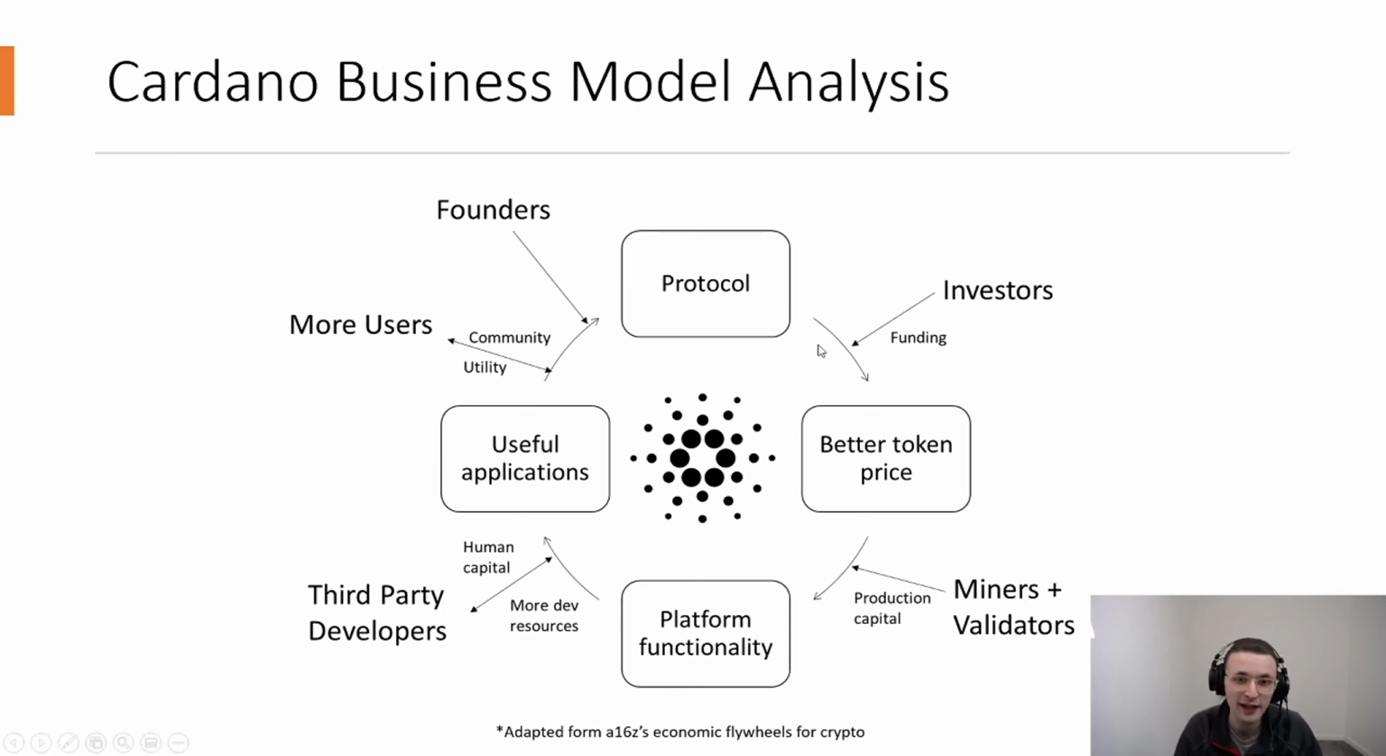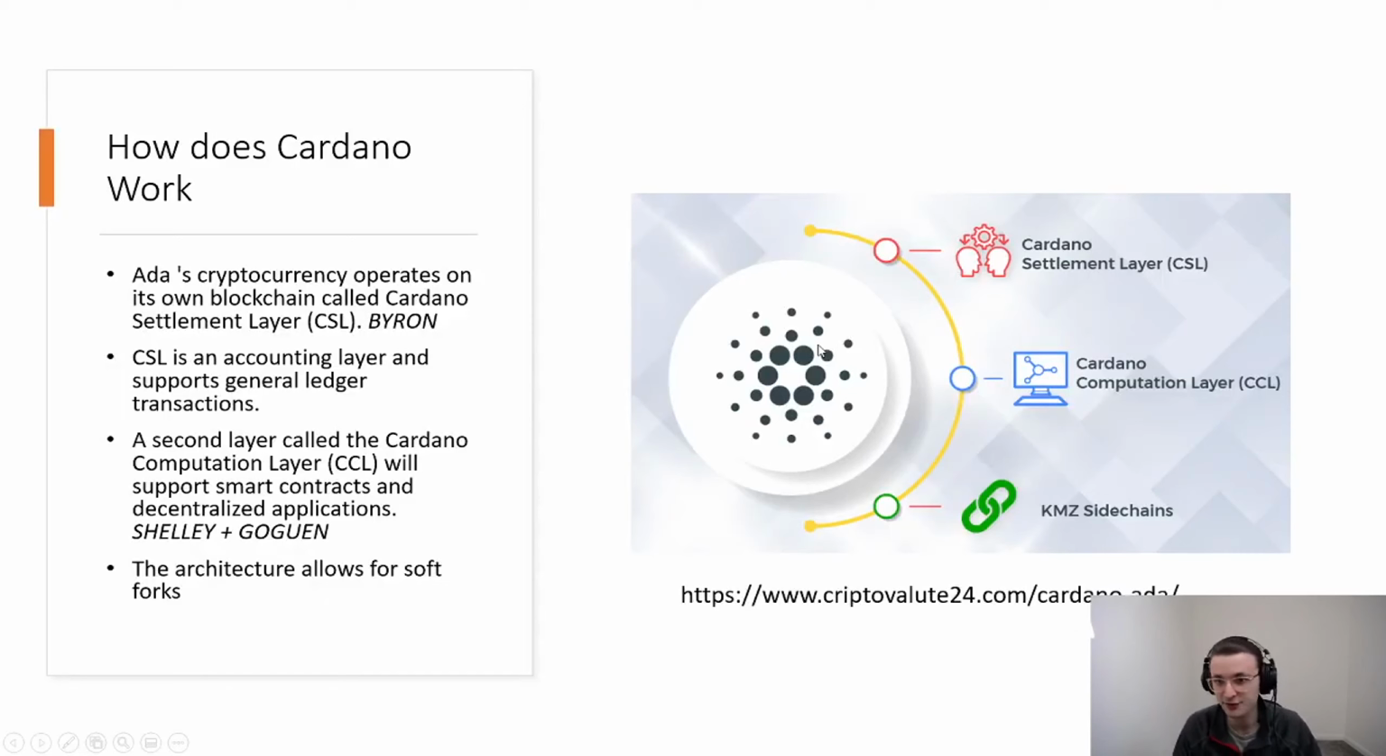Cool, so let us start with how Cardano actually works. Cardano, or ADA as the coin is known, operates on its own blockchain called the Cardano Settlement Layer. This was released in the roadmap under Byron, which we'll get to in a second. So this was the first installment. All we need to know about this is the CSL is the accounting layer and supports the general ledger transactions. So this was really the launch of Cardano.